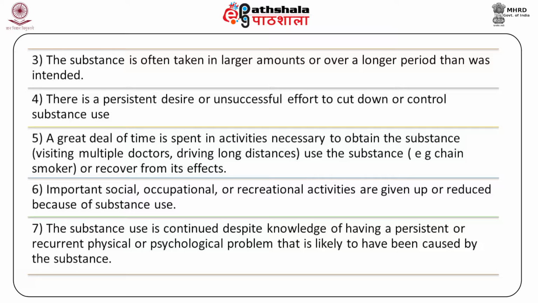There is a persistent desire or unsuccessful effort to cut down or control substance use. A great deal of time is spent in activities necessary to obtain the substance, for example visiting multiple doctors or driving long distances, to use the substance, for example chain smokers, or to recover from its effects. Important social, occupational, or recreational activities are given up or reduced because of substance use. The substance use is continued despite knowledge of having a persistent or recurrent physical or psychological problem that is likely to have been caused by the substance.